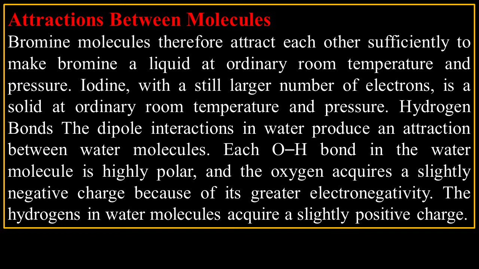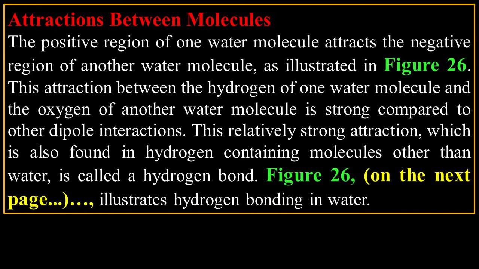Hydrogen bonds, the dipole interaction in water, produce an attraction between water molecules. Each OH bond in the water molecule is highly polar, and the oxygen acquires a slightly negative charge because of its greater electronegativity. The hydrogens in water molecules acquire a slightly positive charge. This gives water an unusual set of properties. It makes life possible on Earth. Not to sound too dramatic, but it's quite true.